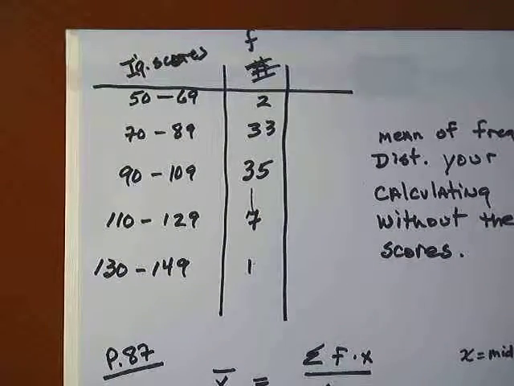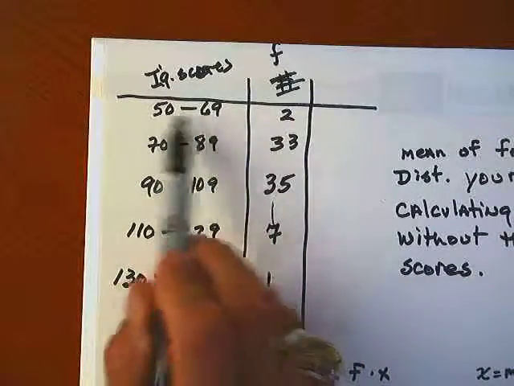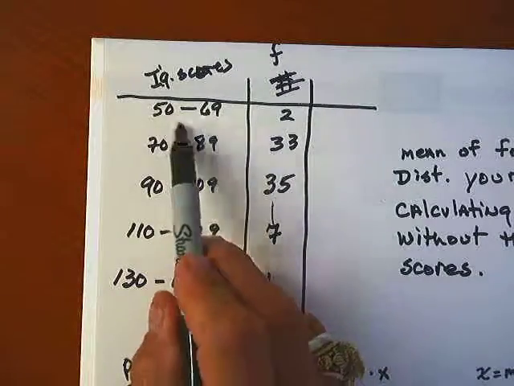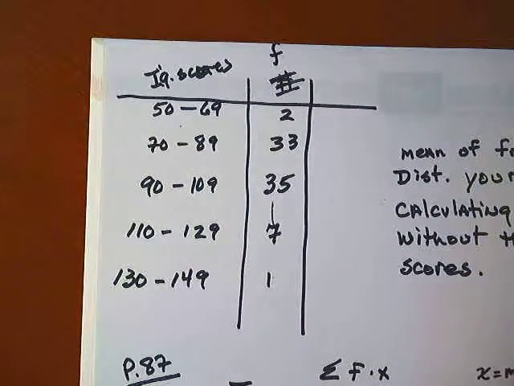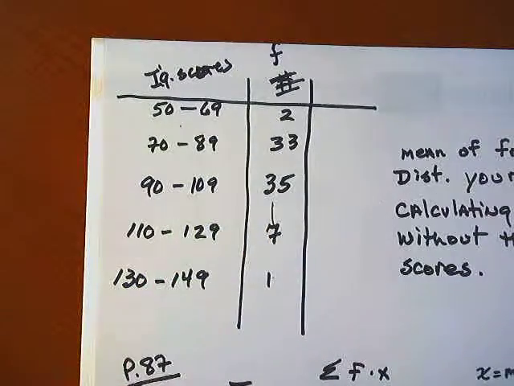What do you mean? What are you talking about? Okay. You have to take F times X. Multiply F times X. Well, we got F. There's F. What's X? X is the midpoint.